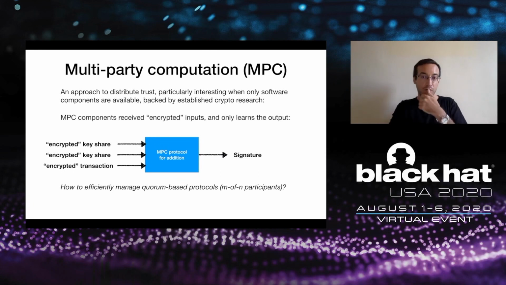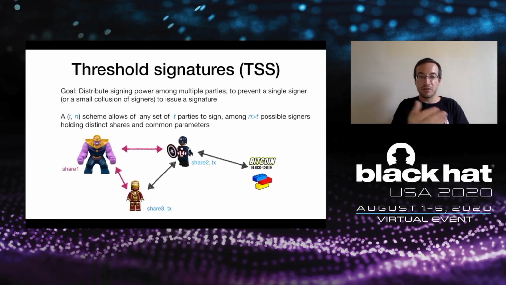So now the question is, how do you adapt MPC? How do you do something that is really optimized for the case when you want to split the secret between, let's say, n participants, but you only want to authorize a subset of these participants to issue a signature? So that's what threshold signatures, or TSS, is about. And you can see it as a special type of multi-party computation.